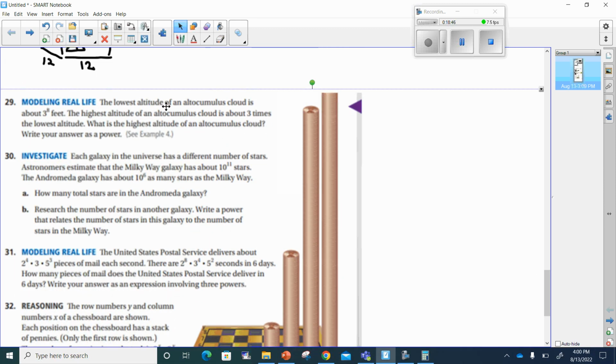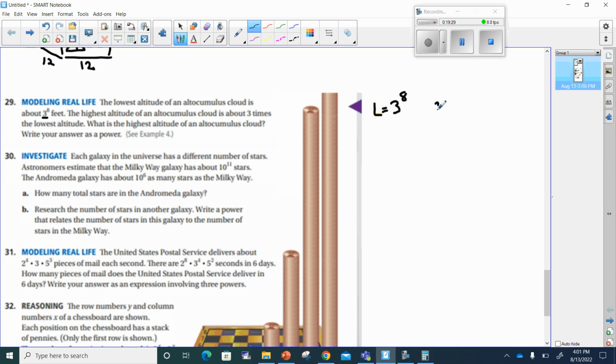The highest altitude of this cloud, altocumulus, is about 3 times the lowest altitude. Okay. What is the highest altitude of the altocumulus cloud? Write your answer as a power. Okay, wow. It says the lowest altitude is 3 to the 8th. Okay, we got that here. The highest altitude is about 3 times the lowest. So 3 times this would be 3 to the 8th, and then we would be, let's see, 3 times that. We're going to multiply this times 3.